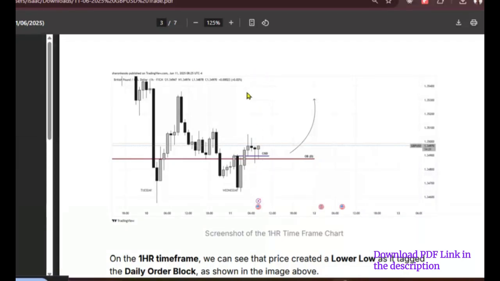But because I'm an intraday trader, I cannot take my trades using the 1 hour time frame. And then of course, I was expecting the CPI news release at 8:30 a.m. New York time. So of course, I was not in a hurry to get into a trade at this point here.